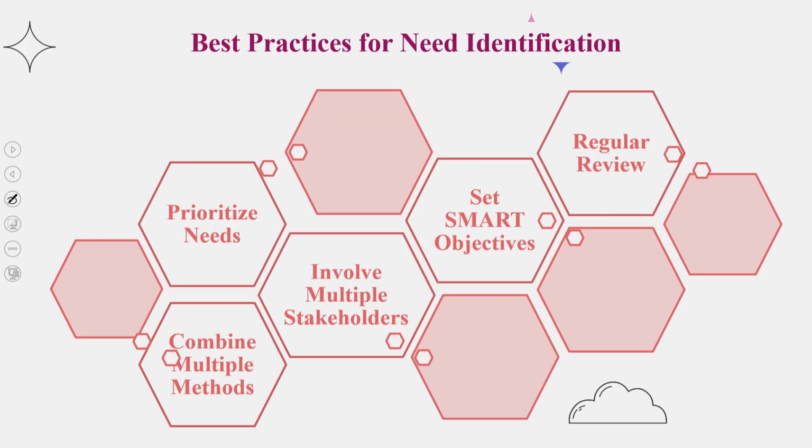Now let's quickly look into the best practices for need identification. We start with combining multiple methods. Use a blend of qualitative and quantitative techniques for a comprehensive understanding. That's why I gave a small introduction to quantitative and qualitative research just now. Try to involve multiple stakeholders: engage employees, managers and even customers for diverse perspectives. Prioritize the needs. Focus on gaps that have the most significant impact on organizational goals and performance.